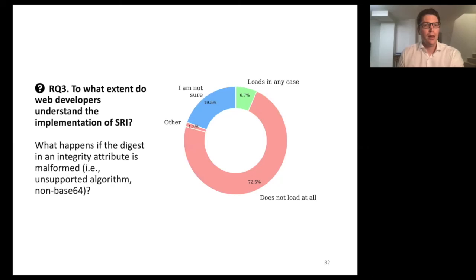And finally, what happens if the digest in an integrity attribute is malformed? For example, if we have an unsupported hash algorithm, or if the digest is non-base64 encoded. And here, we see that only 6% provided the correct answer. It loads in any case.